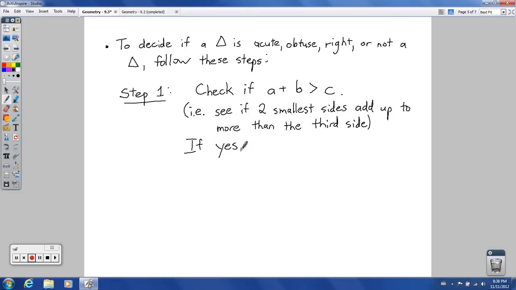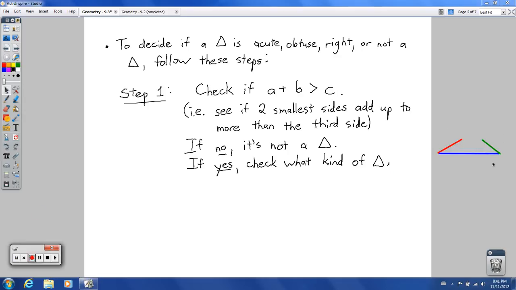If yes, then let me rephrase that. Let's say if no first. So if no, it's not a triangle. And you can stop right there. It's not a triangle. If yes, so no and yes. If yes, we need to check what kind of triangle.